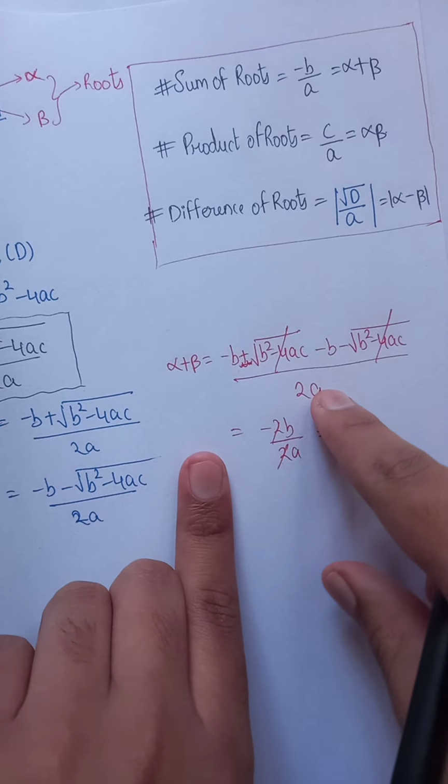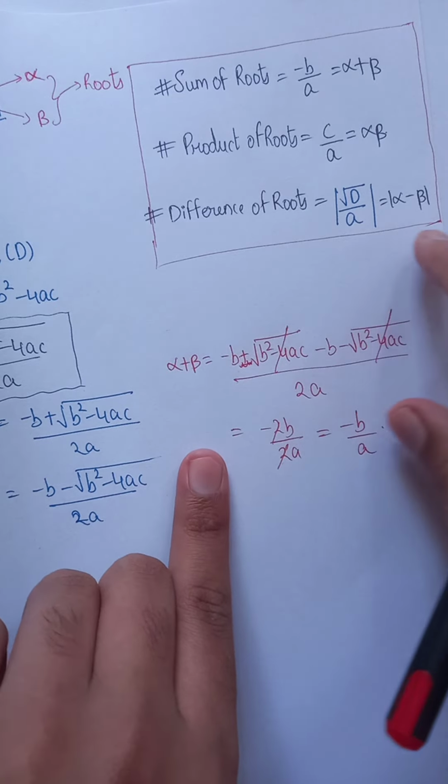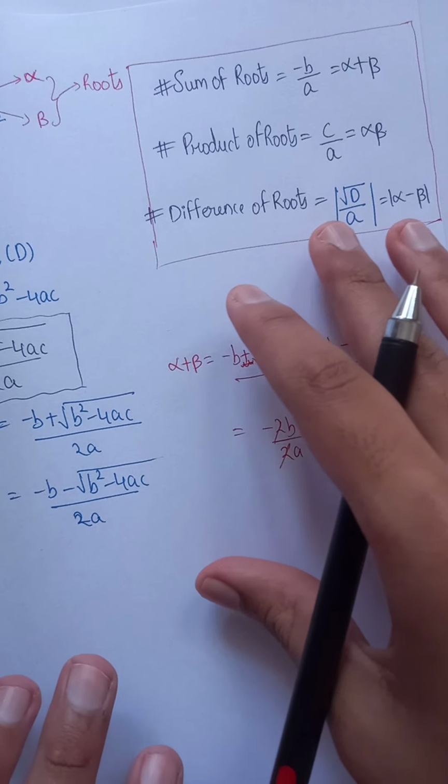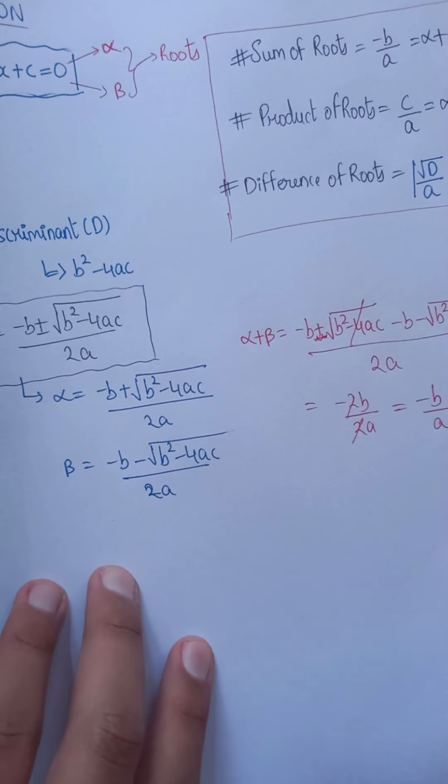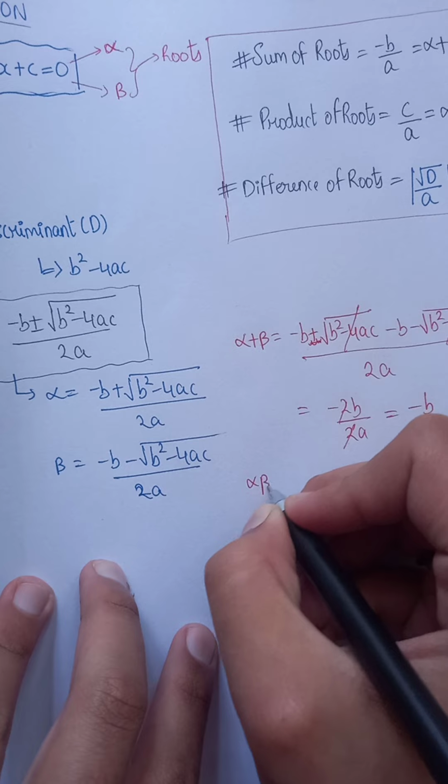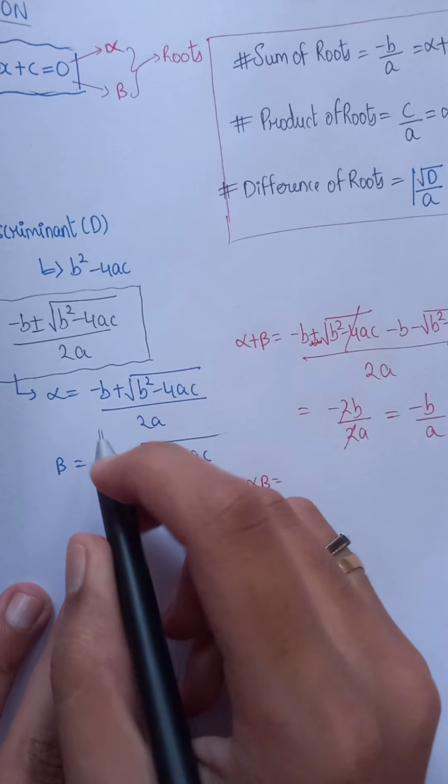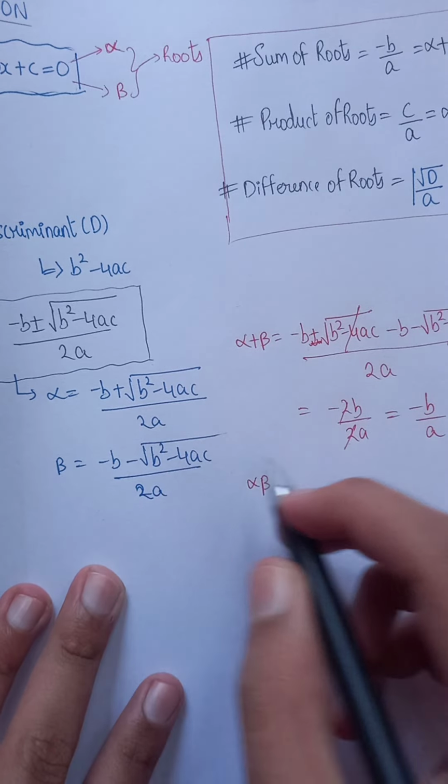Okay, this is minus b by a. In the same way you can calculate the product of the roots. In the case of the product of the roots, you can do it like this. See, alpha into beta, right? So this is just like the a plus b into a minus b formula.